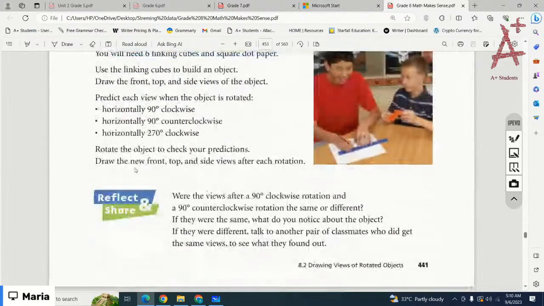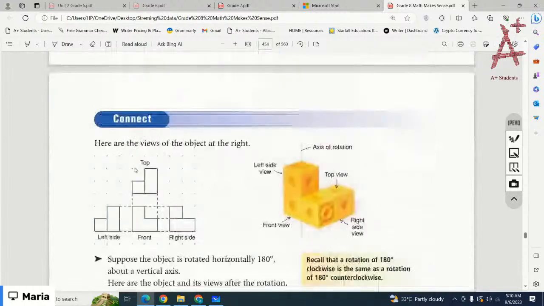So let's just focus on examples, because I can draw them on the board. Here are the views of the object at the right. This is the object, and these are the views of the object: top view, left side view, front side view, and right side view.